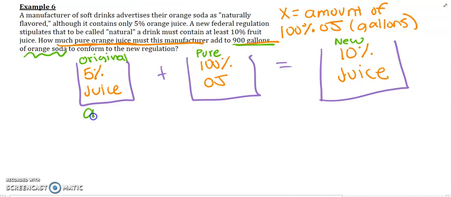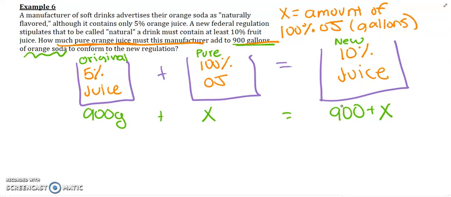So I had 900 gallons. I'm going to add some amount of OJ. How much is that? Well, that was my X. We don't know. And so when I do, I of course get 900 plus X for the total amount of juice. It's going to have that original 900 gallons and however many more gallons that I add. Okay, so that's my volume of juice.